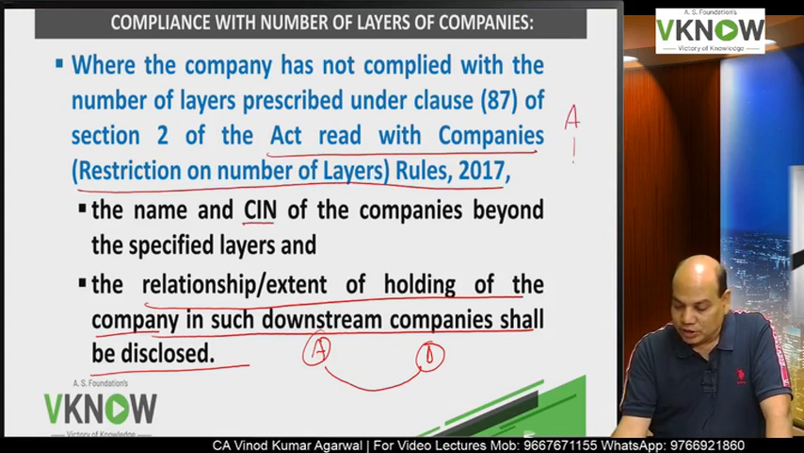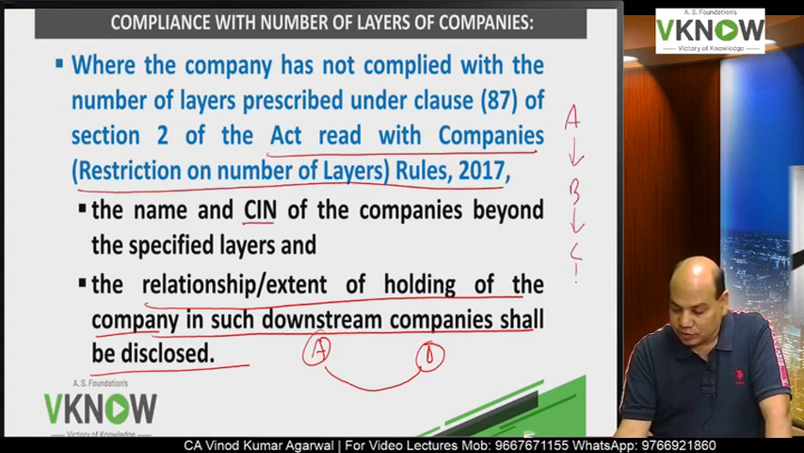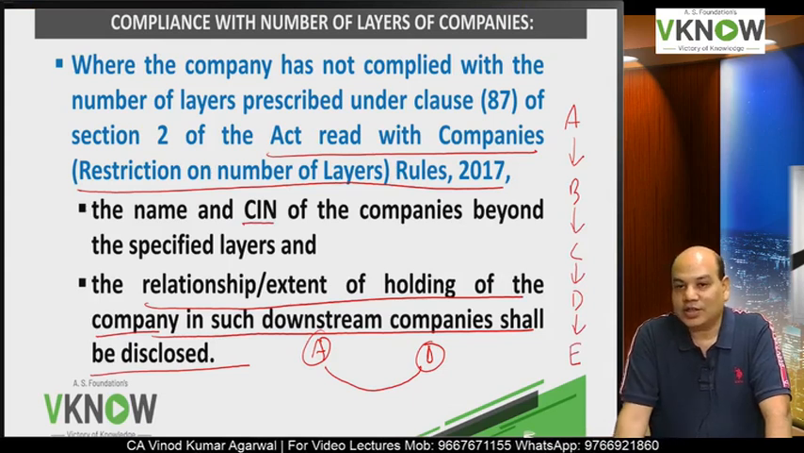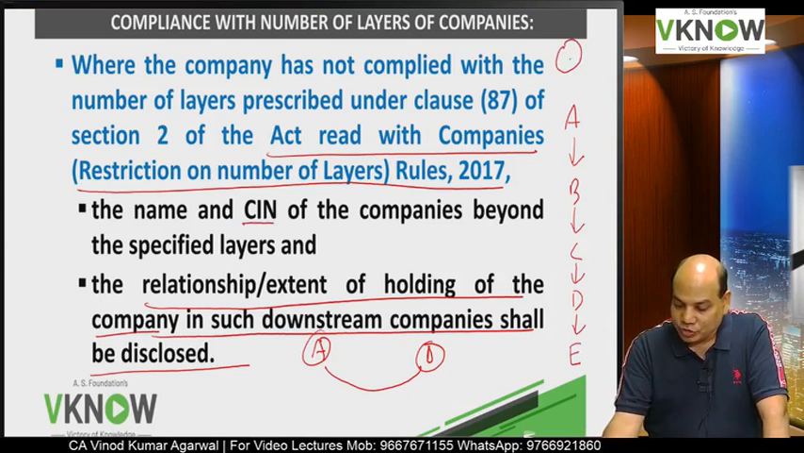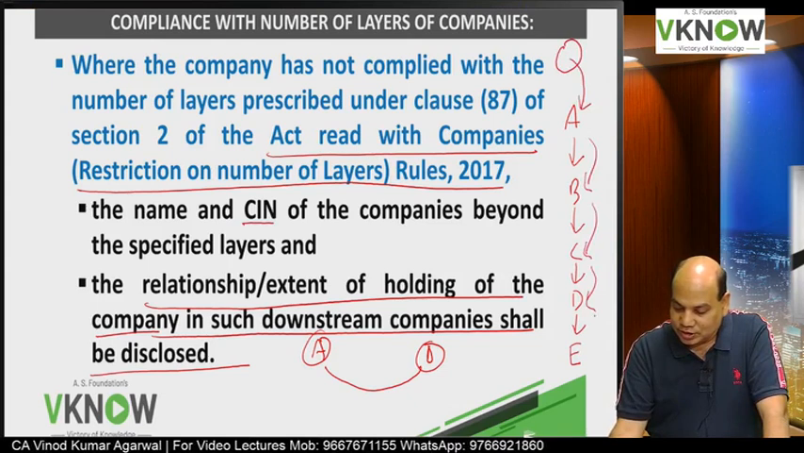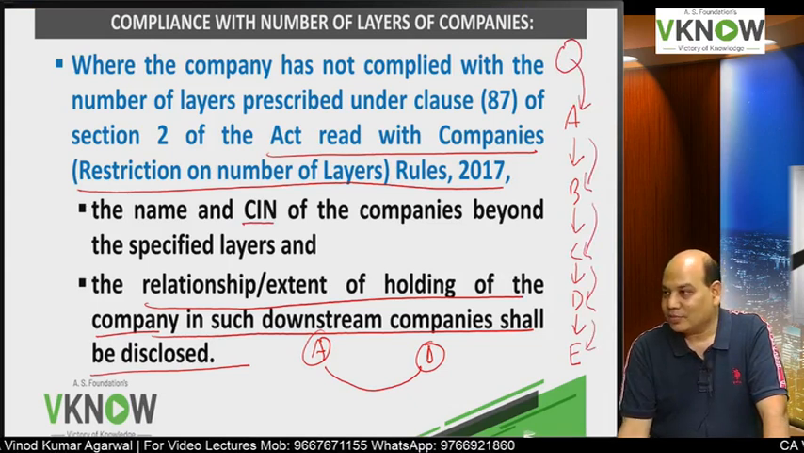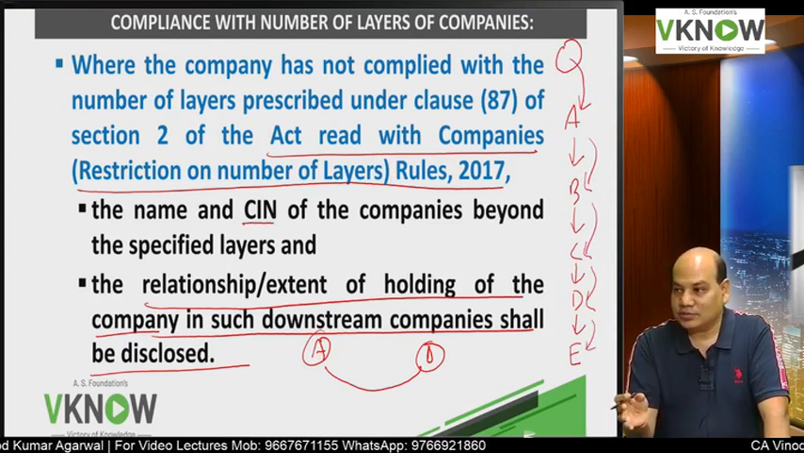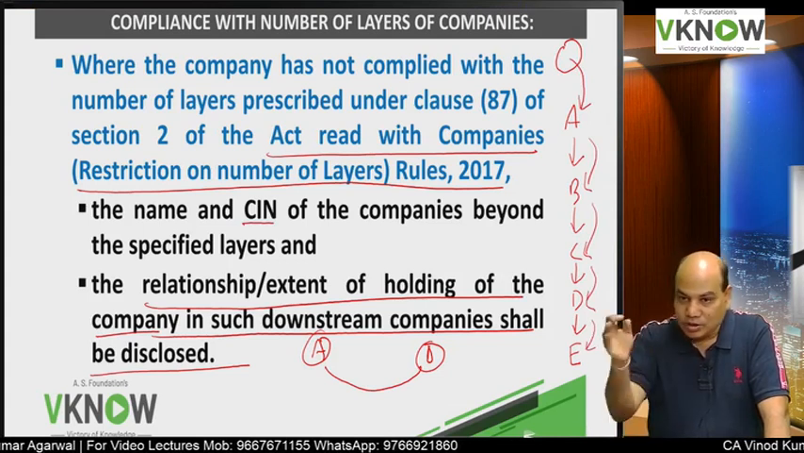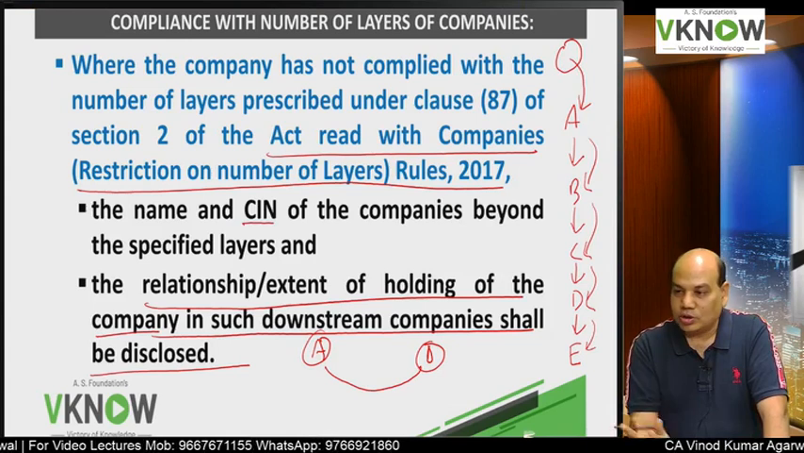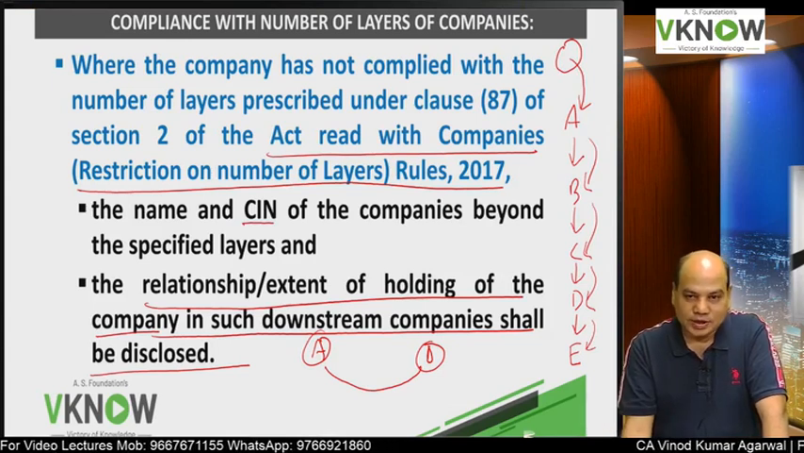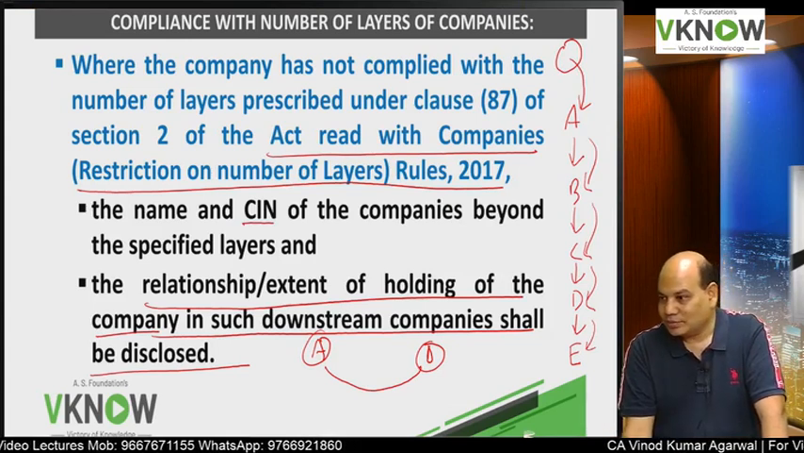If there are too many layers of companies, it becomes very difficult to track the activity of the company. You are the investor, you will invest in A, A will invest in B, B in C, C in D, D in E. So we really don't know where my fund is, and sometimes they are located in different countries also. So that leads to a lot of activities which should not have happened.